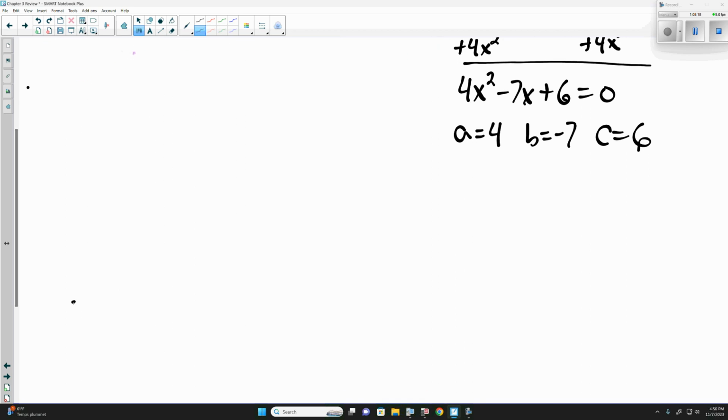So we get this here telling us a is 4, b is negative 7, and c is 6. And again, we're referencing back to our ax squared plus bx plus c is equal to 0. a is the number in front of x squared, b is the number in front of x, and c is the number without a variable.